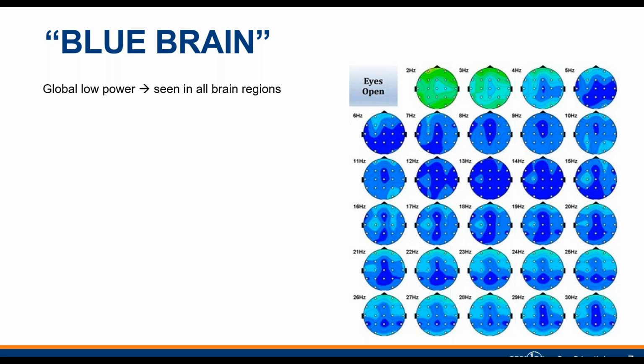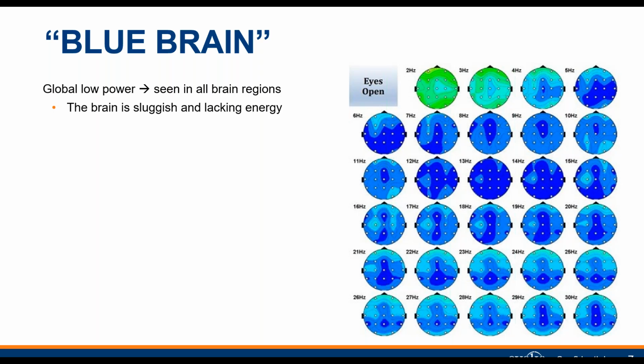And notably, blue brain tends to be displayed in all of our frequency bands. So here you can see there's a little bit of blue starting at 2 hertz, getting pretty intense at 4 hertz, and then staying with us all the way through 30 hertz. So it's global low power that's seen throughout our frequency spectrum. And essentially what this means is the brain is sluggish and lacking energy.